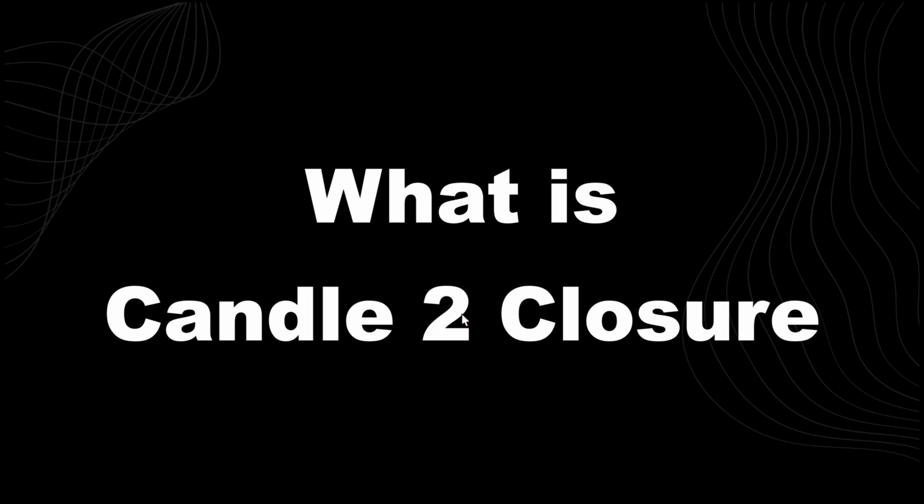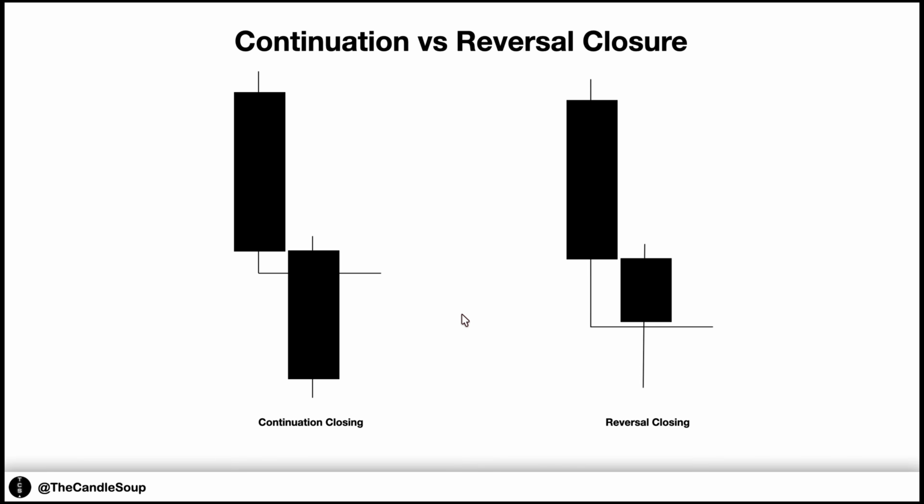What's up, traders? In today's video, we're diving into one of the most useful concepts in CRT-based price action, the candle 2 closure. This is a setup that can help you identify potential reversals early while also giving you a framework for anticipating continuation moves afterward. Inside that model, there are two primary closure types I focus on, candle 2 closures and candle 3 closures.